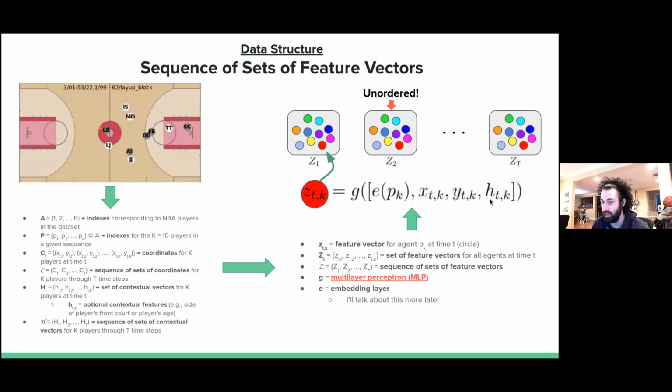And then this is a contextual vector. In our case, we only use a single binary variable indicating which side of the court the player is attacking. The gray team in this GIF is going to the left, so they would get a 0. The white team is going to the right, so they would get a 1. We then pass that input feature vector through an MLP, a multi-layer perceptron, which maps it to a 512-dimensional vector. We do that for each player at that time step, and then put them into a set because, again, players are unordered. By collecting these sets over a sequence of time steps, we have a sequence of sets of feature vectors.